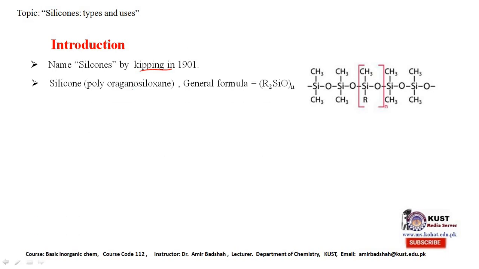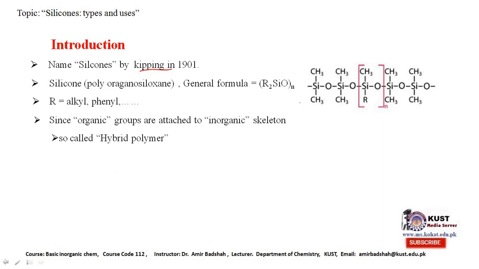These compounds are also called polyorganosiloxanes because they have an organic part as well as siloxane. We will discuss in detail what siloxane is. The general formula of this compound is (R2SiO)n. The R group may be an alkyl group or phenyl group or any aromatic ring.